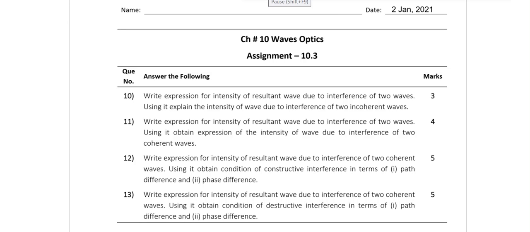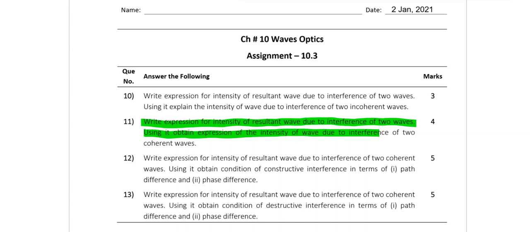In the first video we saw the intensity of the resultant wave when two incoherent waves superpose. In this video we'll discuss the second question of this assignment. Write an expression for the intensity of the resultant wave due to interference of two waves, and using it obtain an expression for the intensity of the wave due to interference of two coherent waves.